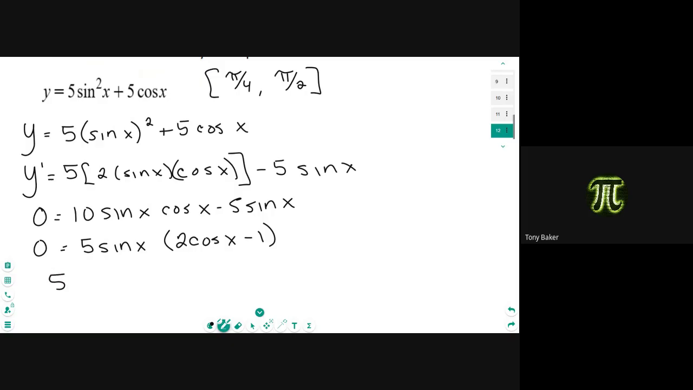So we've got 5 sine x equals 0, so sine x equals 0. And 2 cosine x minus 1 equals 0, so cosine x equals 1/2. I don't have x yet, though. Now, this problem gave us a domain. It says between pi over 4 and pi over 2. So the question is where do these work in that domain?